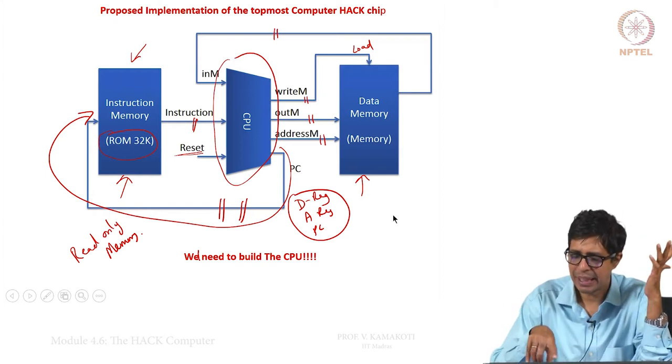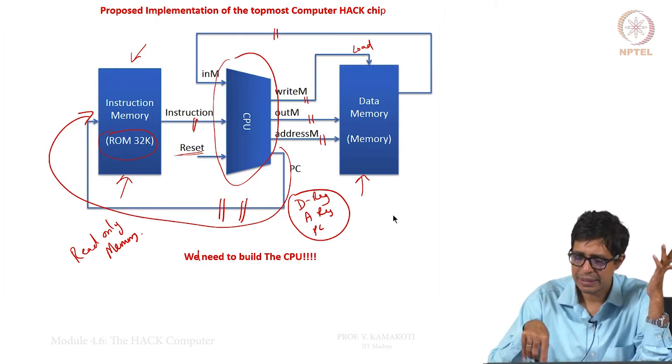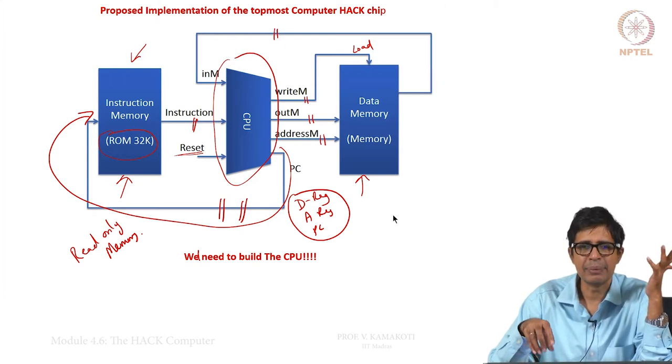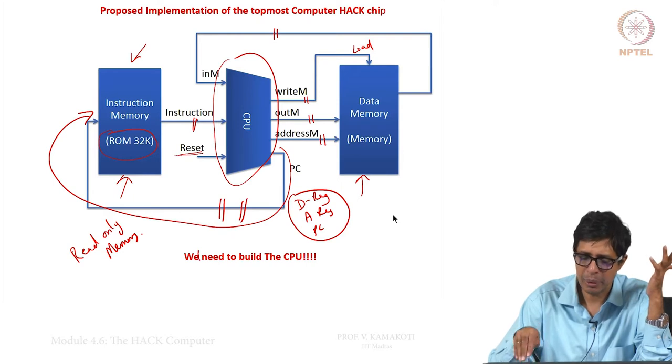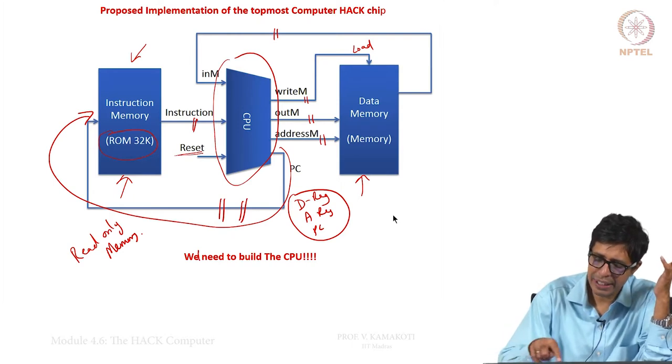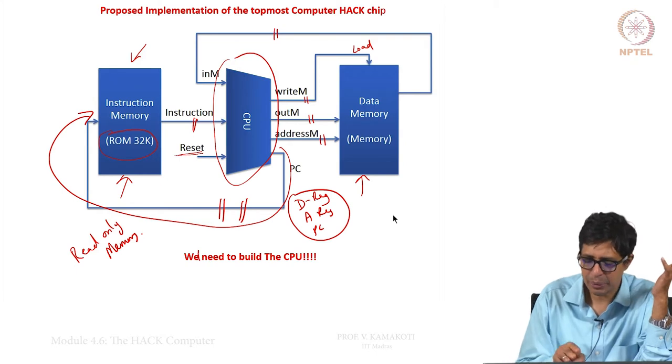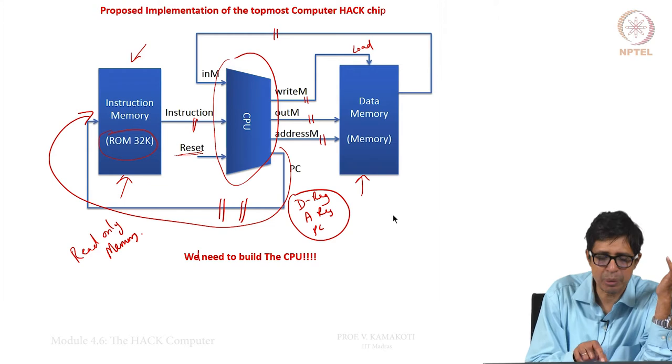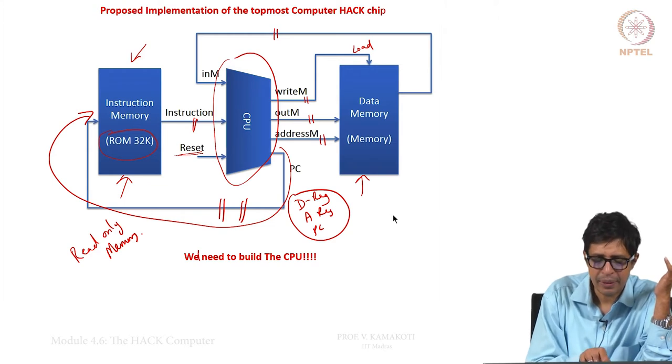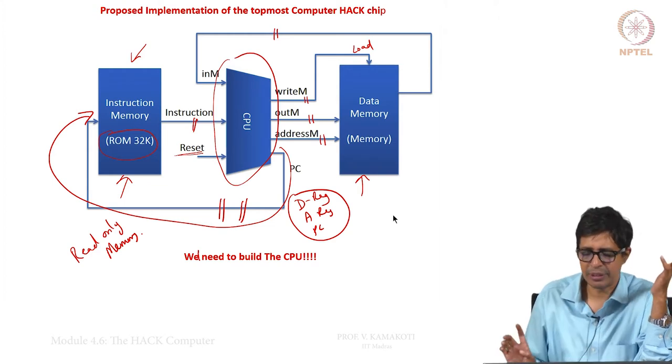The data memory has a load, an out and an address. So, the data memory basically has data plus screen plus keyboard. The output of the data memory will be fed back to the CPU. There will be a reset here. The PC will go to an inbuilt chip called ROM32K, and the instruction from there will feed to the CPU.